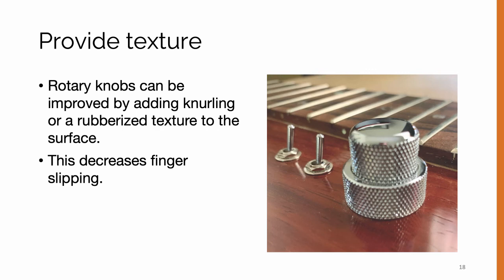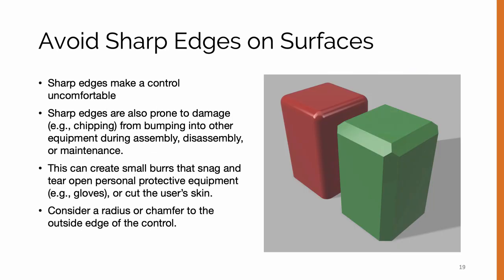In terms of just advice, I would consider using texture on your controls. For example, rotary knobs can be improved by adding what's called knurling. You can see that example of knurling here to the surface, which sort of increases control and reduces finger slipping. You also want to do things like avoid sharp edges on surfaces, because those, well, they can hurt. They can cut at times. When you're transporting something, they can break off, for example. And some examples for improving that kind of situation is to add sort of a radius or a chamfer to the outside of the control, as you can see here.